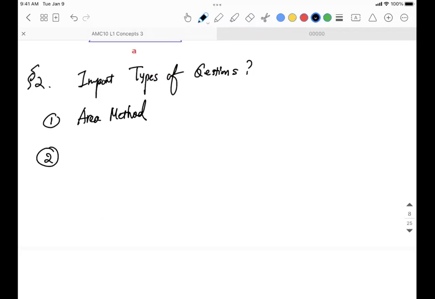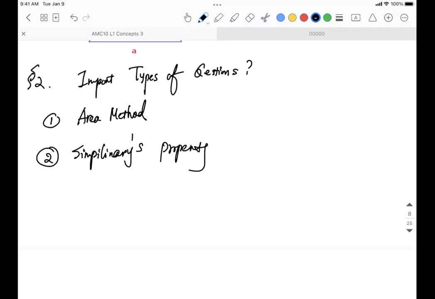Later I'm going to give you sample questions, but first I'd like to list out all those big categories. The second one, like I mentioned, is similarity properties.